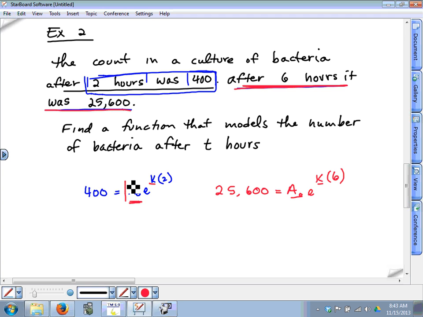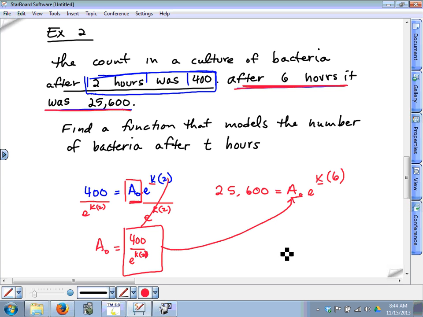So what if I wanted to solve for this a sub 0 right here? What if you divide it by e to the k times 2? Then what we have is a sub 0 is equal to 400 over e to the k times 2. Now I know that's not an exact value because we still don't know k, but that's at least the value of a in terms of k. And now what can we do with this? Now we can plug that into here for that a sub 0.